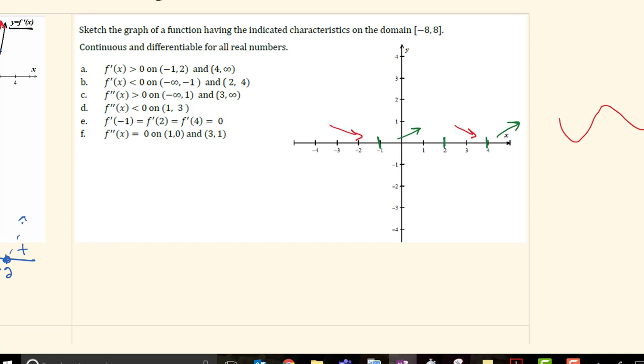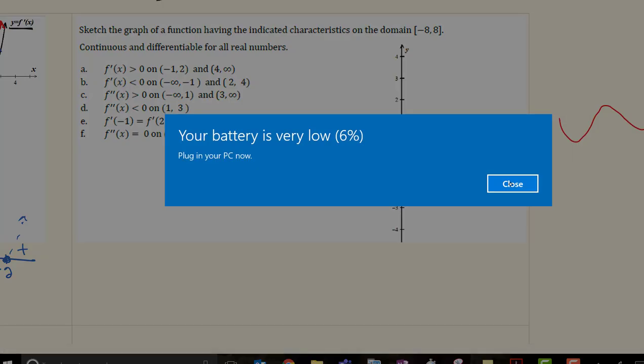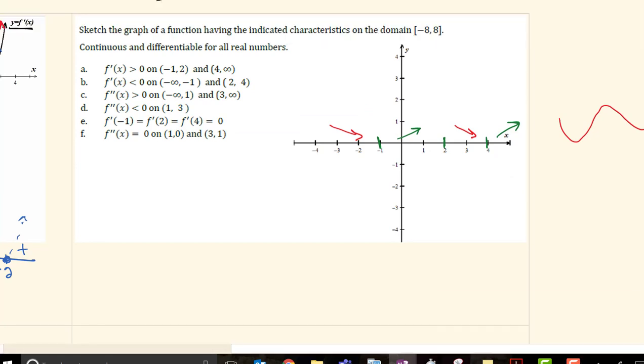And then I have some good information about concavity. I know that f double prime is greater than 0, so we are concave up from negative infinity all the way to 1. So here's my POI, right? We are concave down from 1 to 3, and then we're concave up from 3 to infinity. So we know that we have some POIs here, or points of inflection.